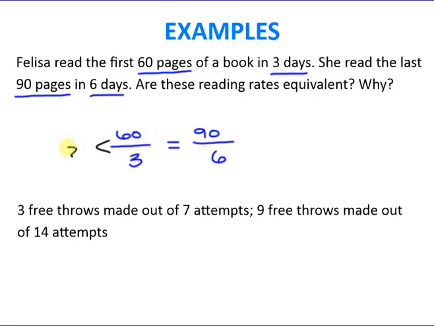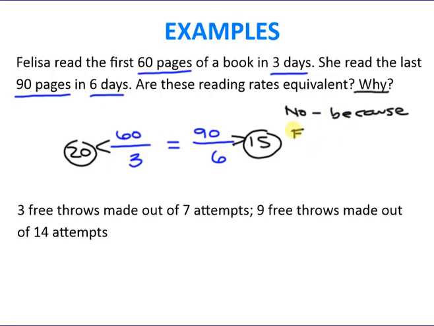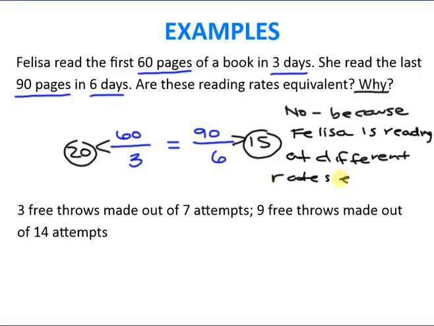So 60 divided by 3 is 20. And then 90 divided by 6 is 15. So are these reading rates equivalent and why? So are they equivalent? I got 20 and I got 15. No, they are not equivalent because Felicia is reading at different rates each day.